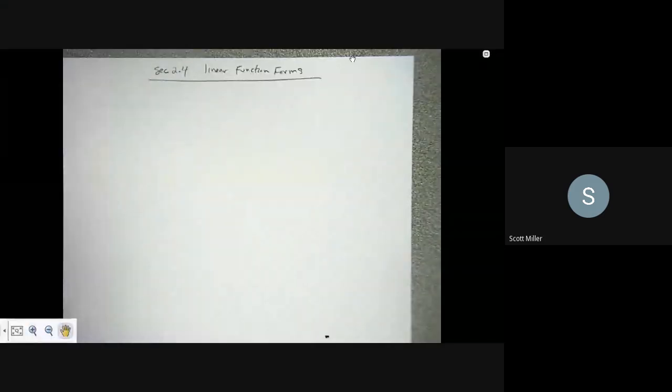All right, so today we're going to look at section 2.4, linear function forms. These are the three forms that linear equations come in. And so here we go. Let's list them all out.